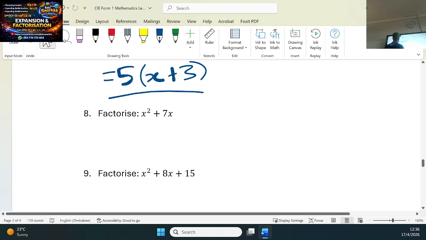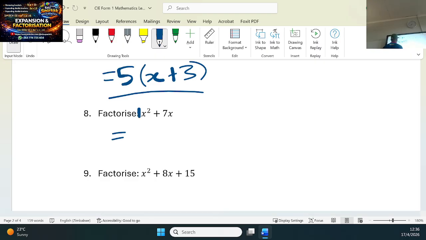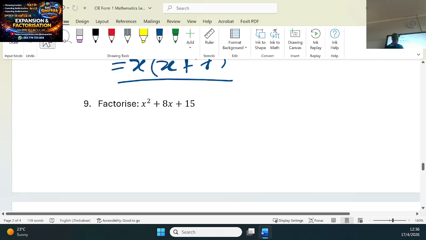Then still moving on, I'll do the same for this problem where there is no number, there is a 1. So the HCF of 1 and 7 is 1. But then for x squared and x, we take the lower power, which is x, and open the bracket. So x squared divided by x gives us x, plus 7x divided by x gives us 7. So that's our solution there.